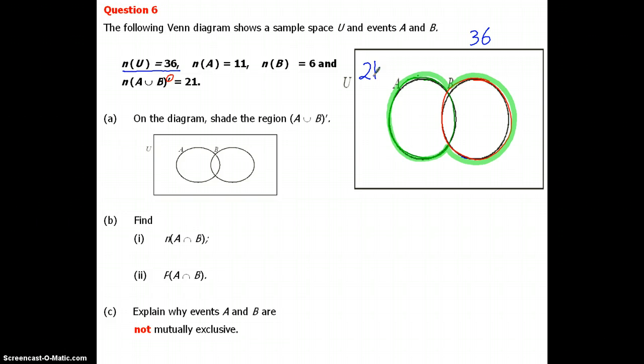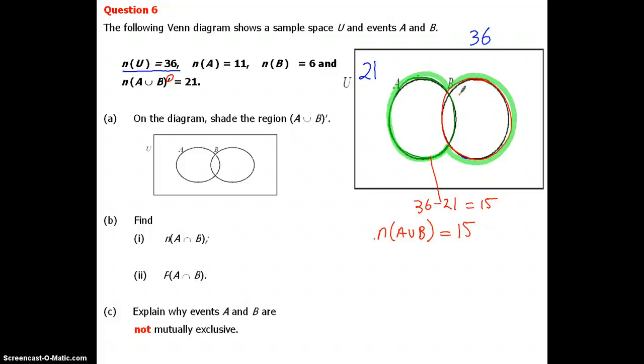So what does that tell us then? We now know that in here, we've got to have a total of 36 minus 21. So we know we've got to have 15. So let's write that down. We know the number in A union B is equal to 15. That's going to be another useful tool for us as well. Alright, before we go down and have a look at these, once again, like before, it's always good to go and set up your Venn diagram. So let's go and figure out what else we know.